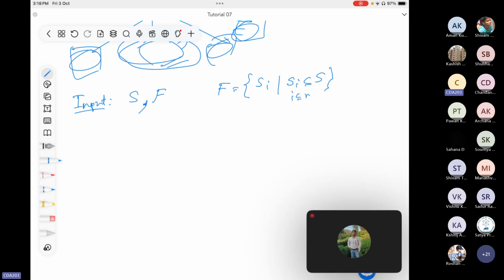You may not be familiar with this notation, that's okay, fine. Where the size of S is N. This is our assumption, that the cardinality of the set S is N, and we consider a family of subsets of it. It's called the family of subsets.